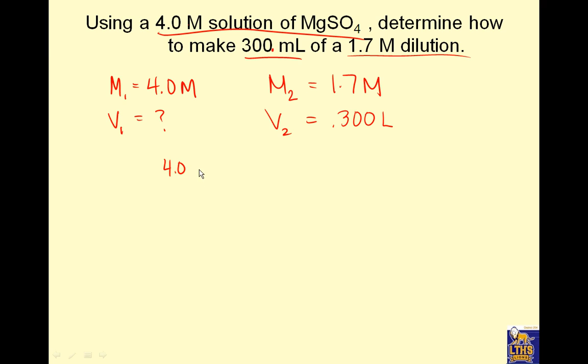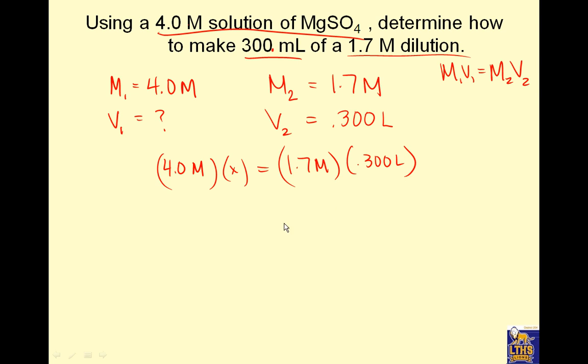Well, 4.0 molar. Here's the dilution equation: M1V1 equals M2V2, because moles have to be equal. So 4 molar times X is going to be equal to 1.7 molar times 0.300 liters. All right, so solve for this X.